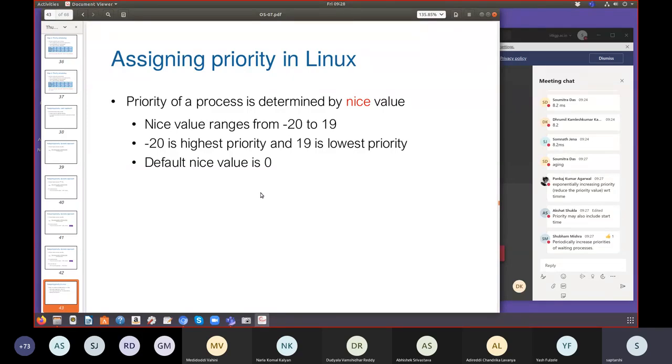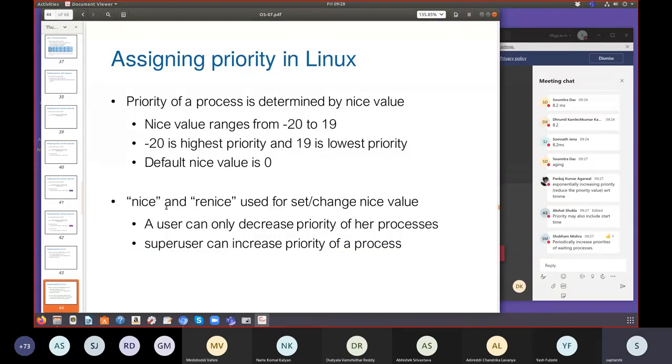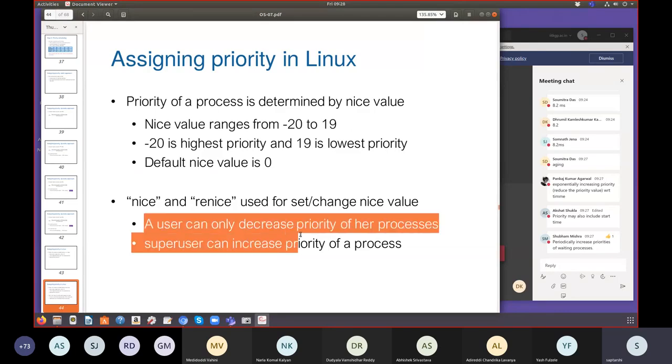Now, of course, does this give a mechanism of giving our process highest priority? Unfortunately, no. There are these two commands, nice and renice, used for setting and changing the nice value of a process. But unfortunately, a user can only decrease priority of her processes. That is why the command is called nice. The idea is you can be nice to others by decreasing priority of your process. By default it is 0, but if you want to be nice to others, you can set the nice value of your process to higher than 0, which means lower priority.